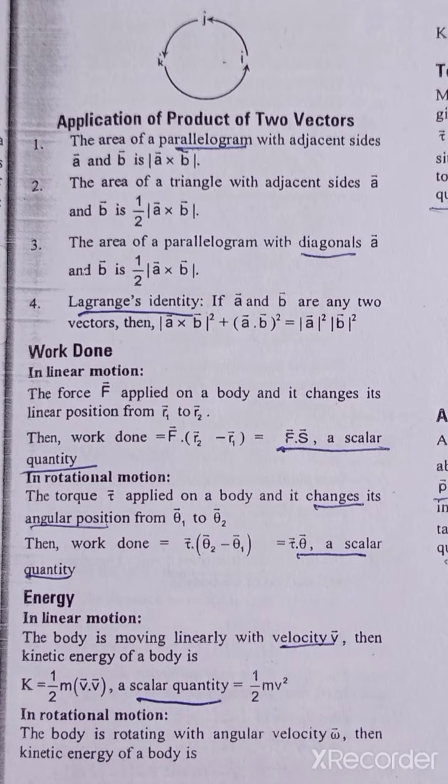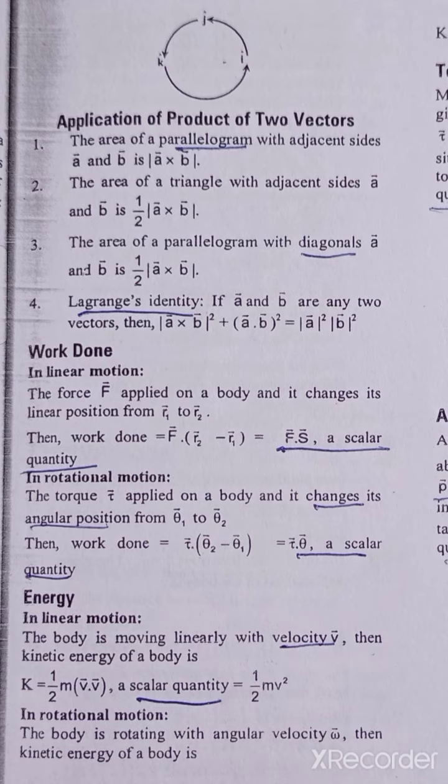First is work done in linear motion. Work done is an example of scalar product. Then in rotational motion we are discussing the formula for work done, which is equal to tau into theta 2 minus theta 1, or simply tau vector dot theta vector. Okay, then another example is energy, right? So energy is given here.